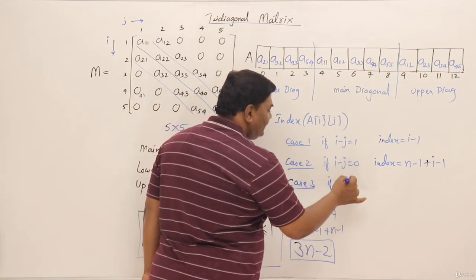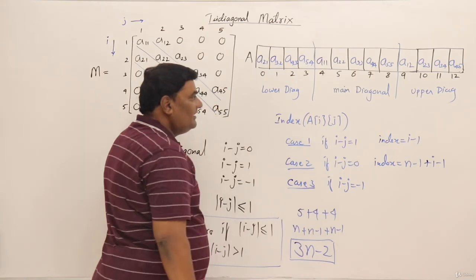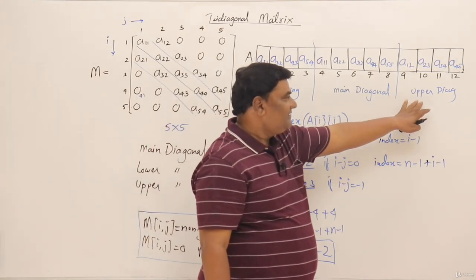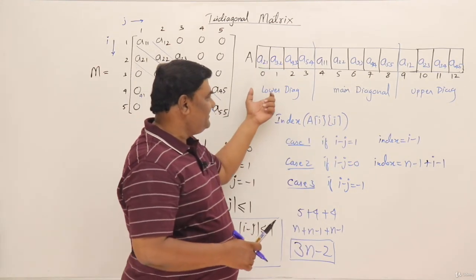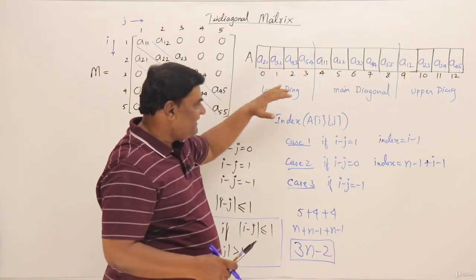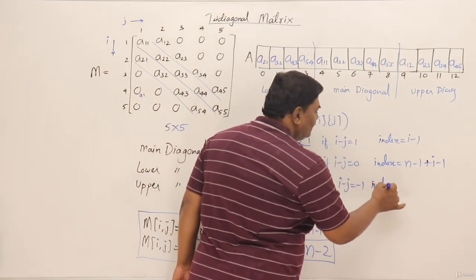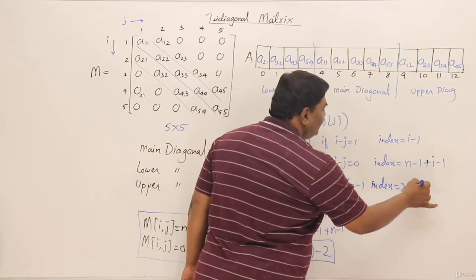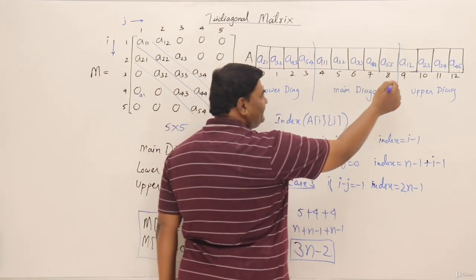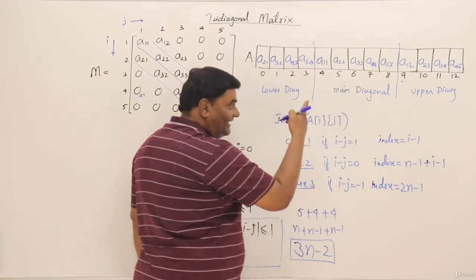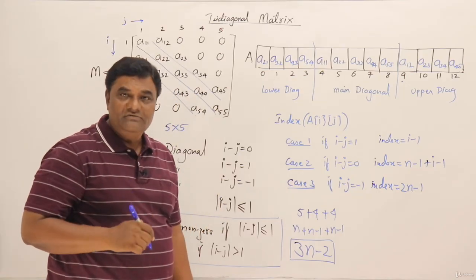If i minus j is equal to minus 1, that is the elements of the upper diagonal, then I should skip these elements and these elements. So n minus 1 and n elements. So the index will be 2n minus 1. So I have to skip all these elements, then I'll be here. And that location can be taken as 0.